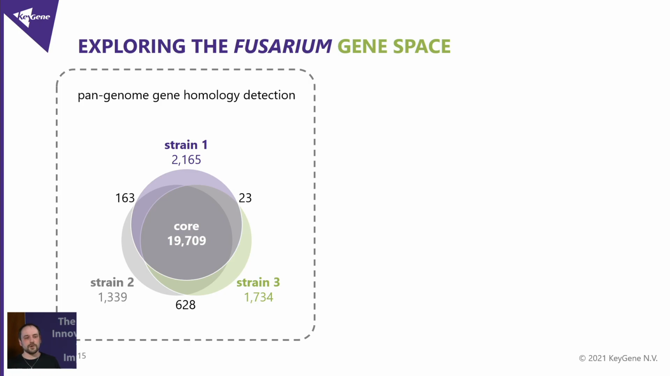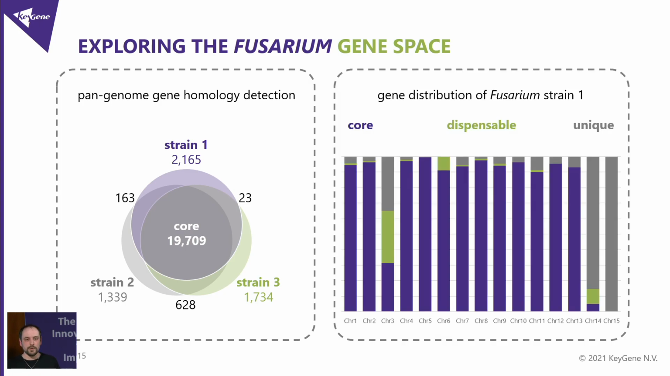And now if we look at how those genes are distributed over the genome, we clearly see a picture that we already know from literature, namely that there are some really disposable chromosomes within Fusarium that contain genes that are unique to a single accession. And of course, those are very interesting for the breeder in this case, because those may harbor the genes that cause either the resistant or susceptible interaction.